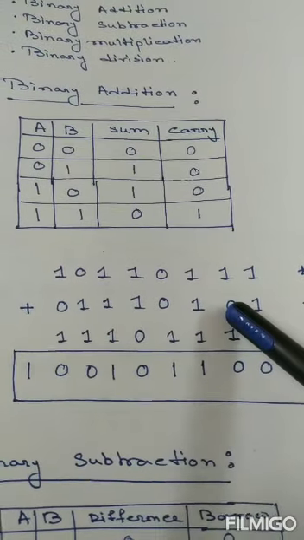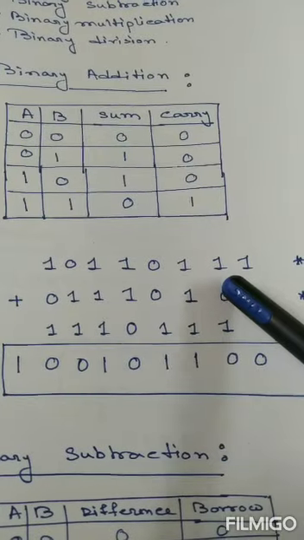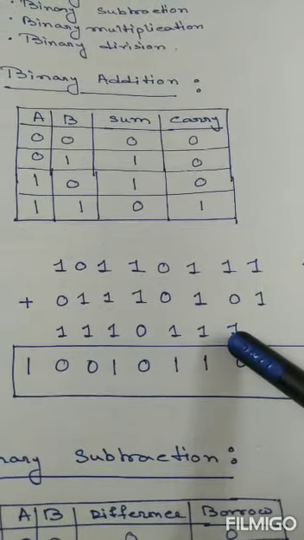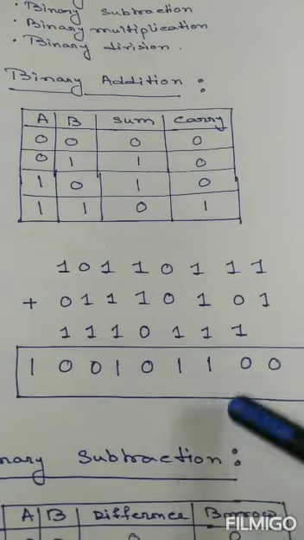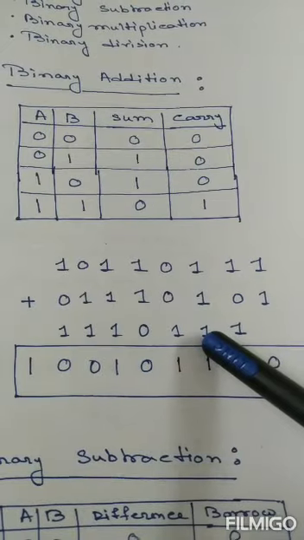So, 1 plus 0, sum is 1. Then, 1 plus 1, sum is 0. So here write 0 and write the carry 1 here.